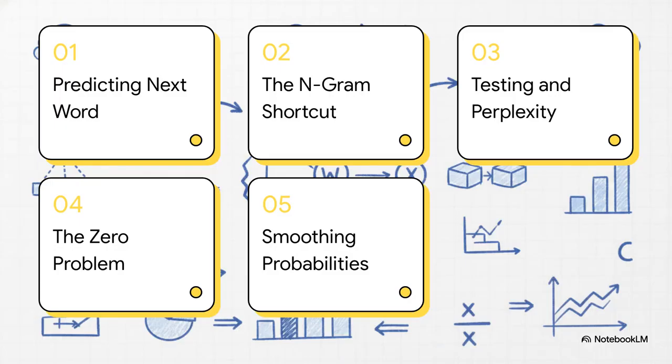So here's our roadmap for today. We'll be looking at predicting the next word, the n-gram shortcut, testing and perplexity, the zero problem, and finally, smoothing the probabilities. Let's just dive right in.